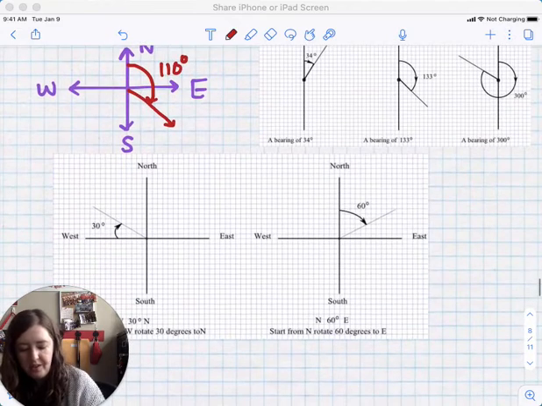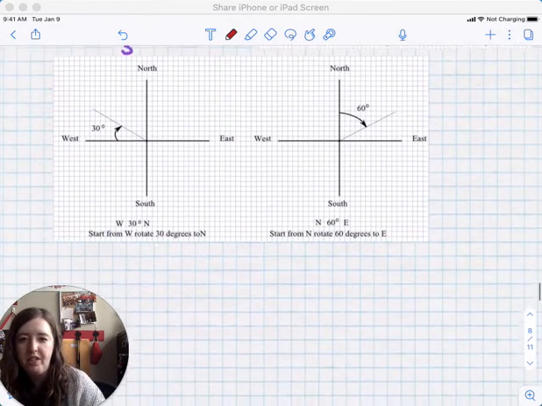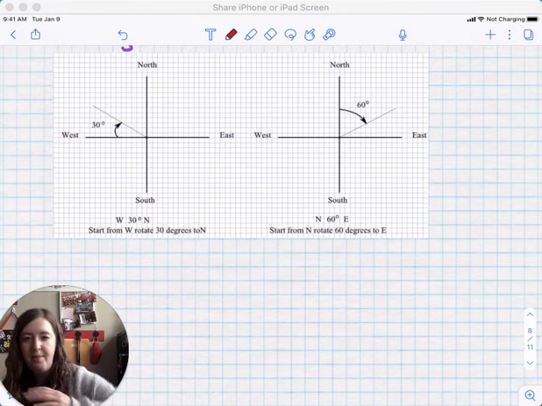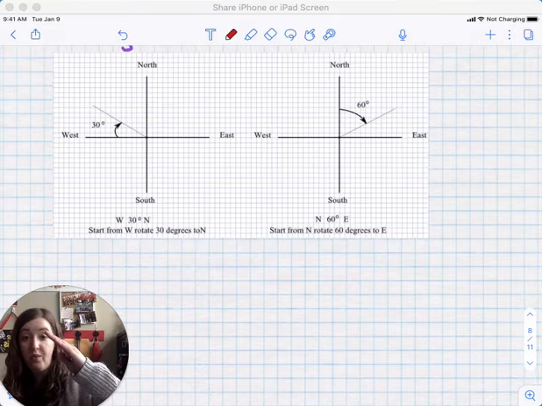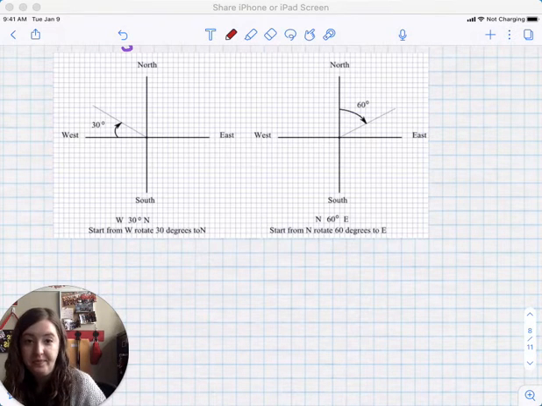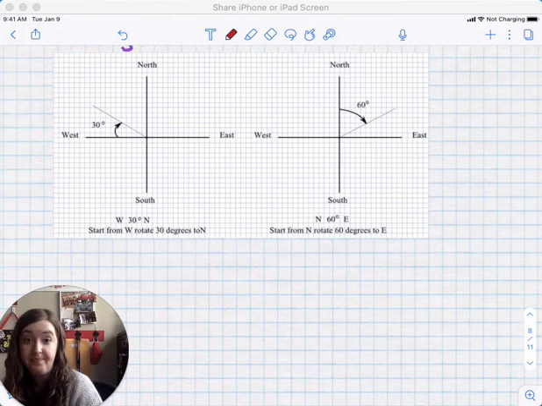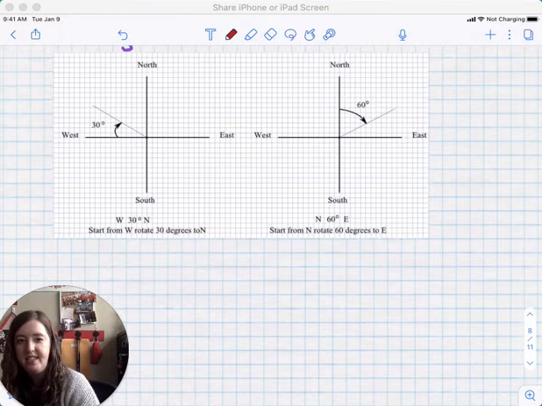Every now and then you'll see something like this. It doesn't come up that much on the problems that I do, but when you see west 30 degrees north, that means I'm 30 degrees north of west. And north 60 degrees east, I'm 60 degrees north of east. Good deal. Okay.